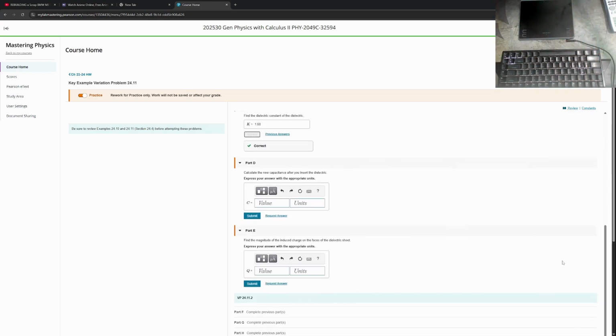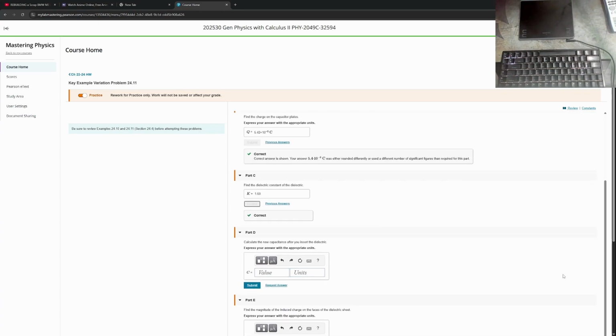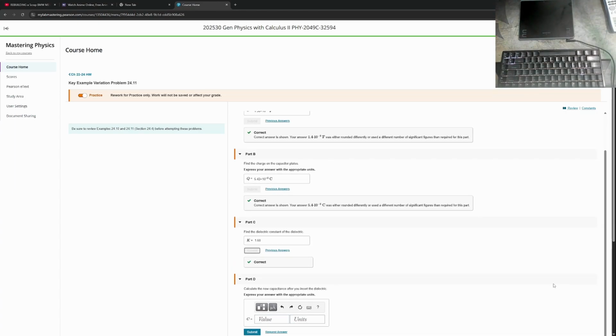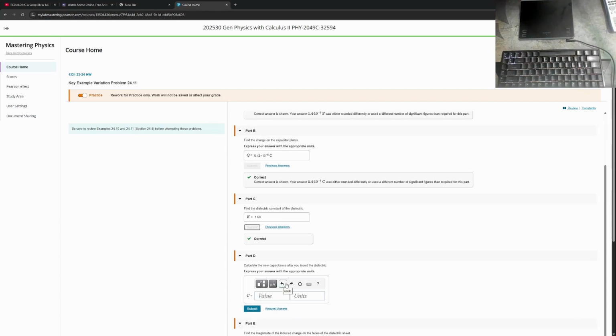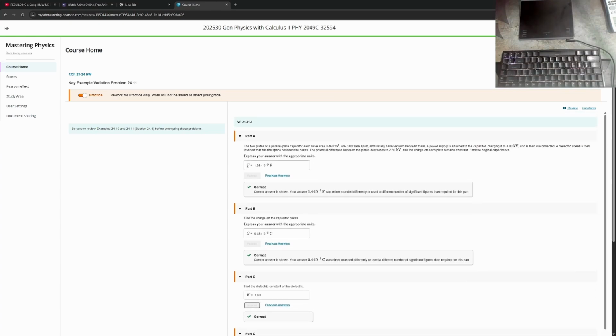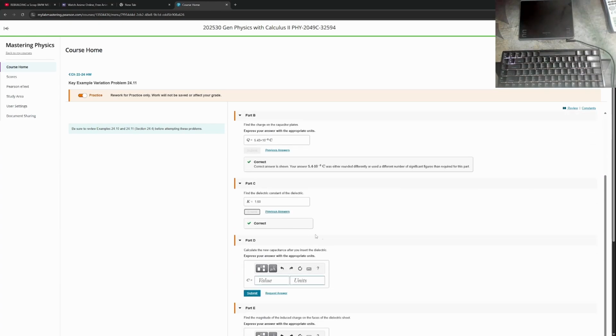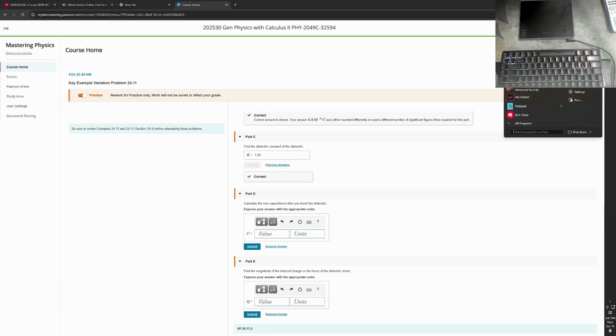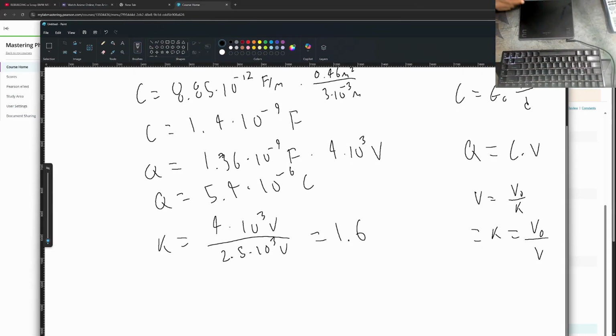And so it now is asking us to calculate the new capacitance after you insert the dielectric. Basically, what we're going to be doing is multiplying our initial capacitance times our dielectric constant. That'd be the 1.36 up here times our dielectric constant, 1.6. So you can write out the formula: our capacitance is going to equal our dielectric constant times our original capacitance. So 1.6 times 1.36 times 10 to the power of negative 9 farads.